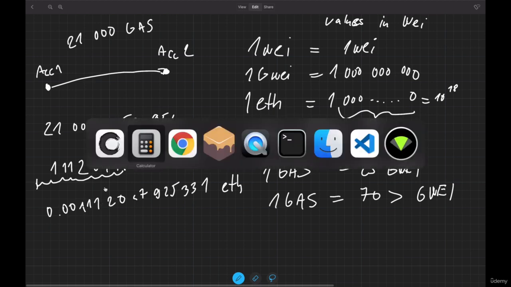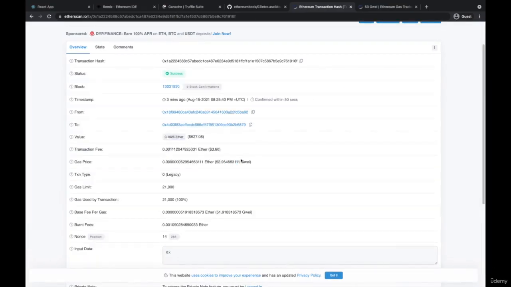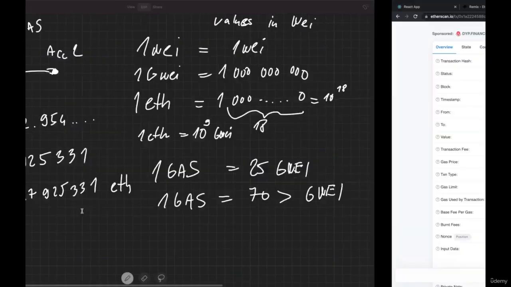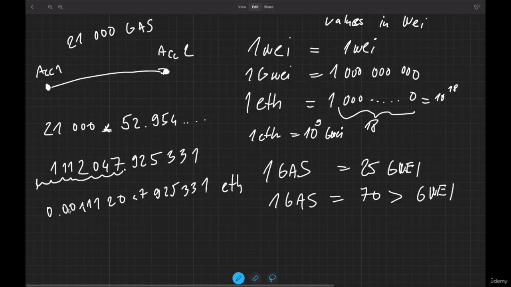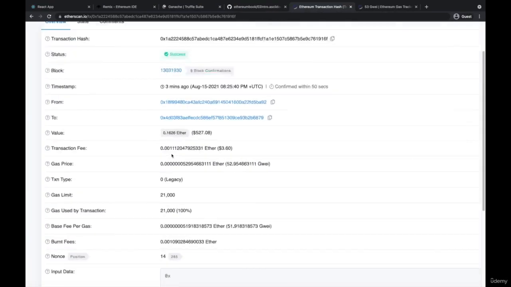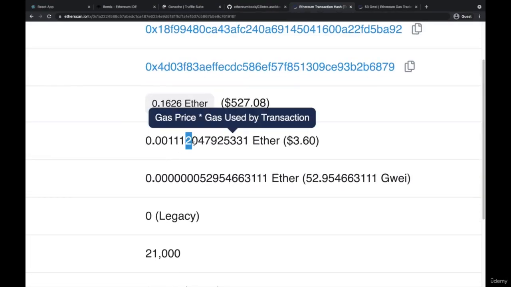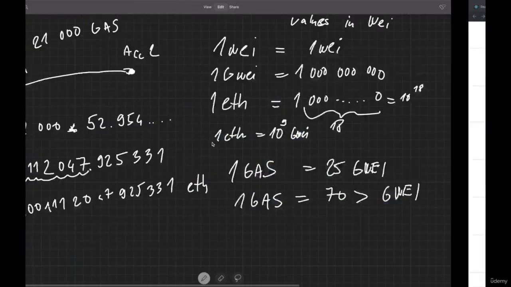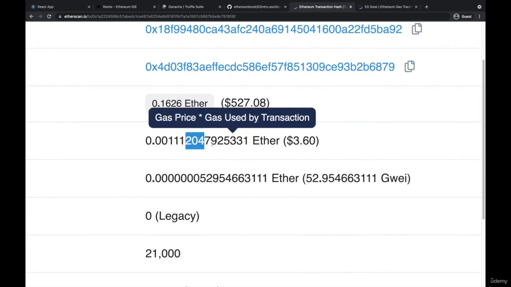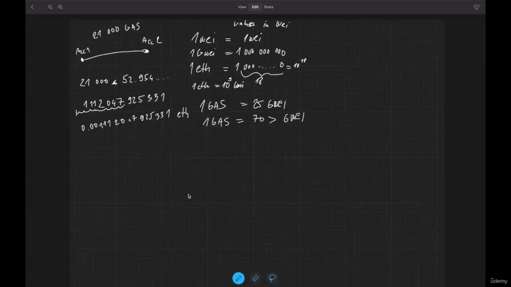Let's verify it. Here is the actual ether I have to pay: 0.001120479... 925, 331. Yeah, same price.